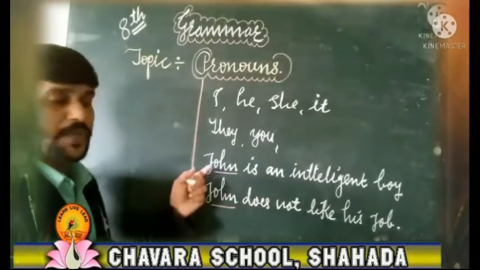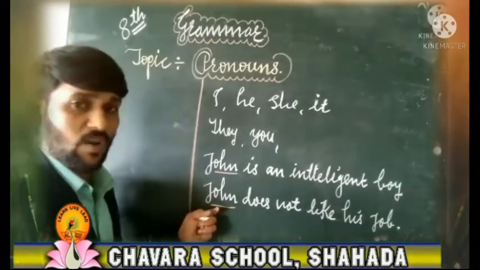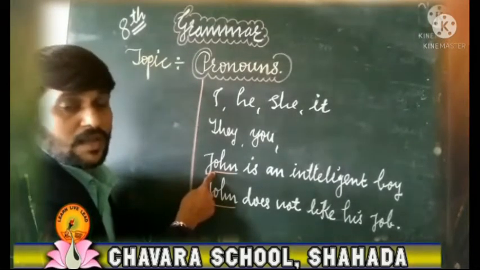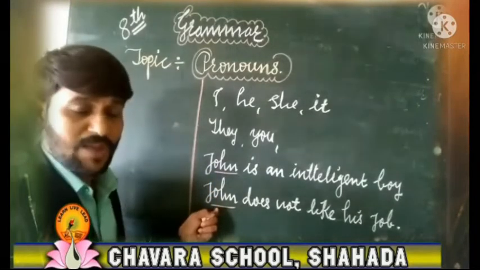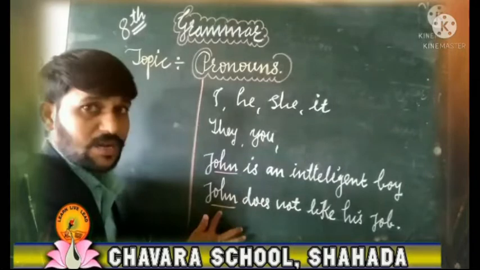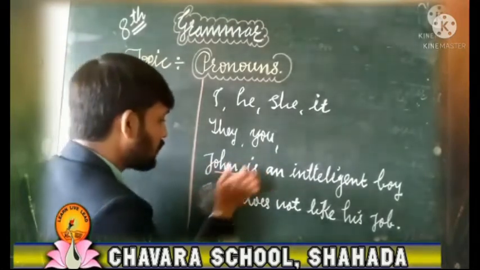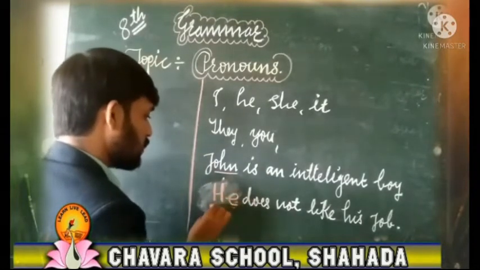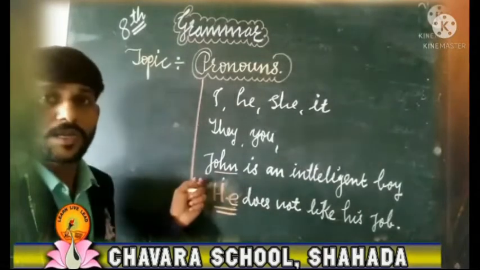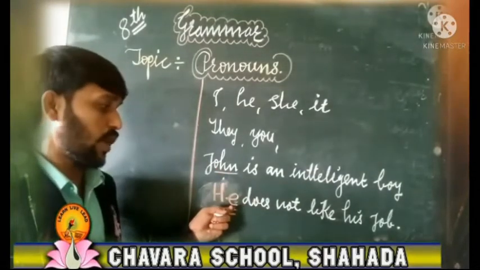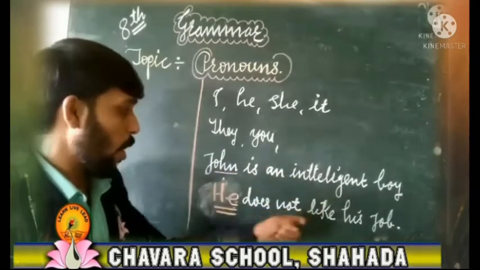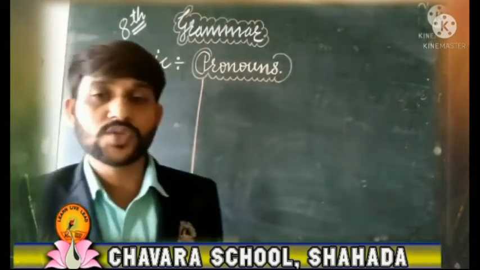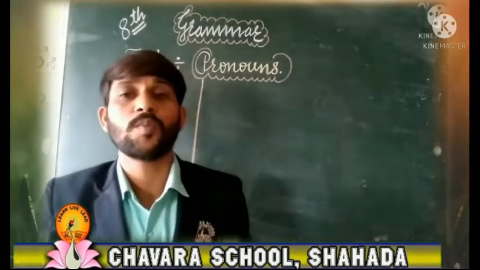So to avoid the repetition of the noun John, not for the first time, we cannot replace the noun with the pronoun. But for the second time we can replace John, that means the noun, with the pronoun. So instead of John, we will put "he". So to avoid the repetition of a noun, we use a pronoun. John is an intelligent boy. He does not like his job. Hope so, dear students, you have understood the definition and the example of pronouns.